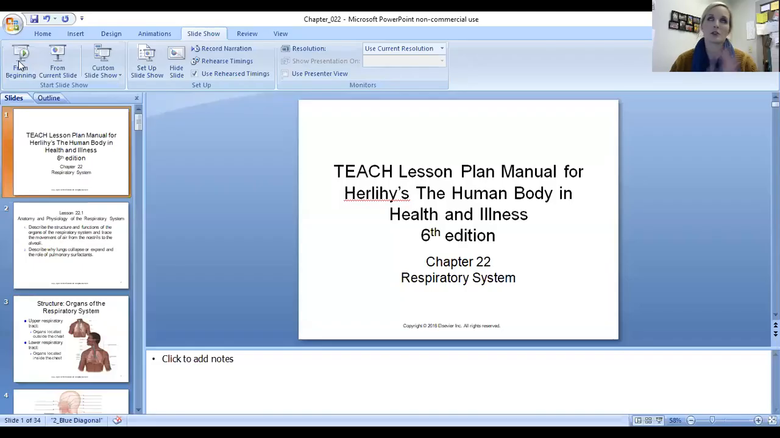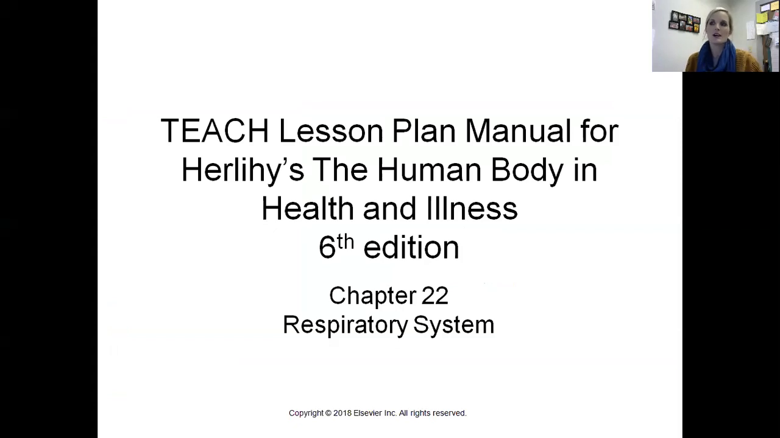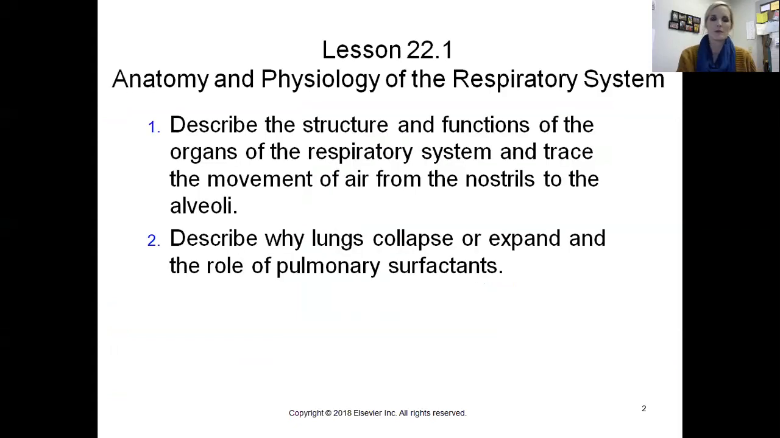When we talked about the circulatory system, we talked about blood. Remember, we stressed how important it is for oxygen to get to all of our tissues. Well, in this chapter, we're going to take a look at how that oxygen gets to the blood so that the blood can do that part. So in this chapter, we're going to look at a couple things. We're going to look at the structure and functions of the organs of the respiratory system, and that's pretty much going to be our main focus in this chapter.